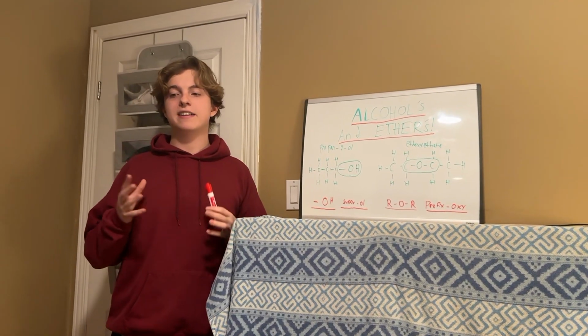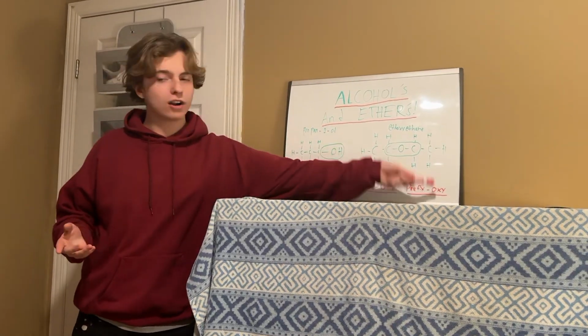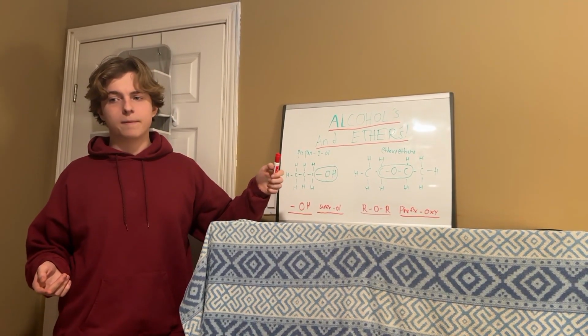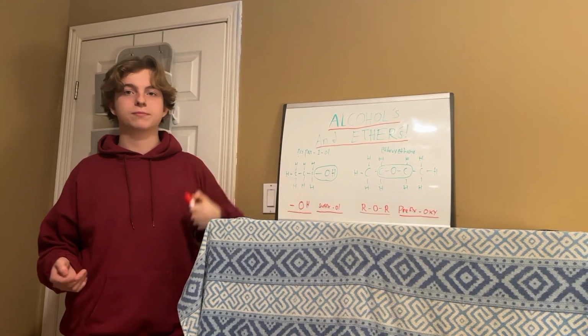Ethers are named by identifying the two groups attached to oxygen and adding the suffix oxy. For example, ethoxyethane right here has two ethyl groups on either side of the oxygen.